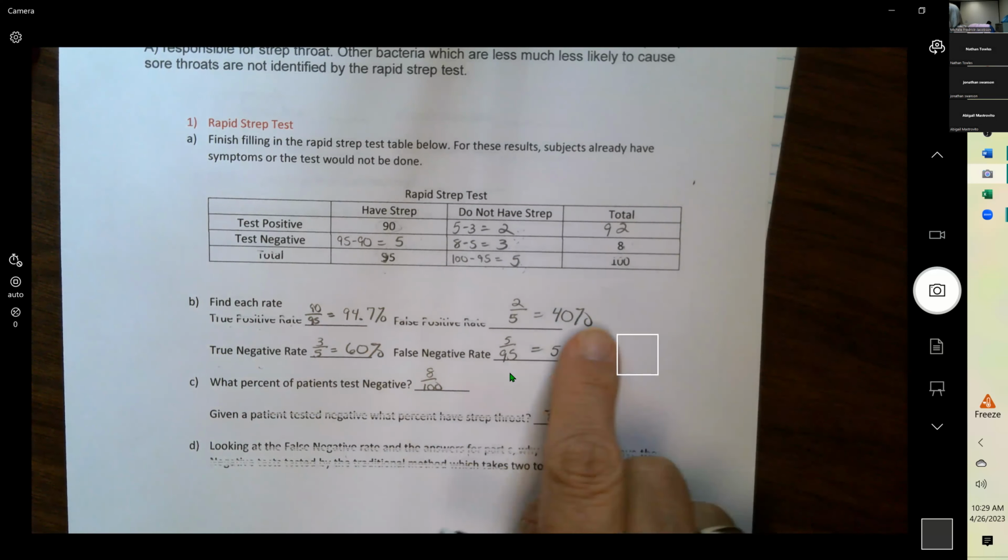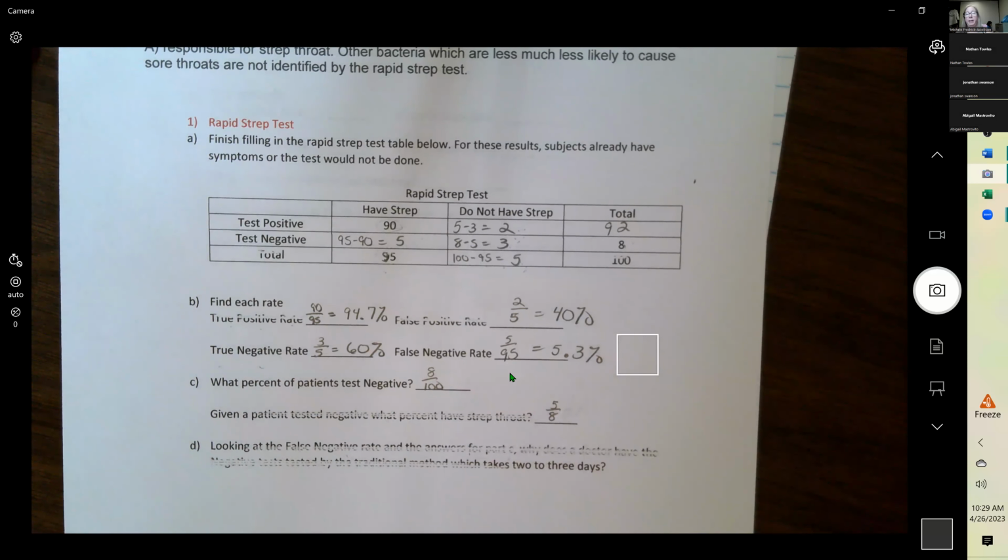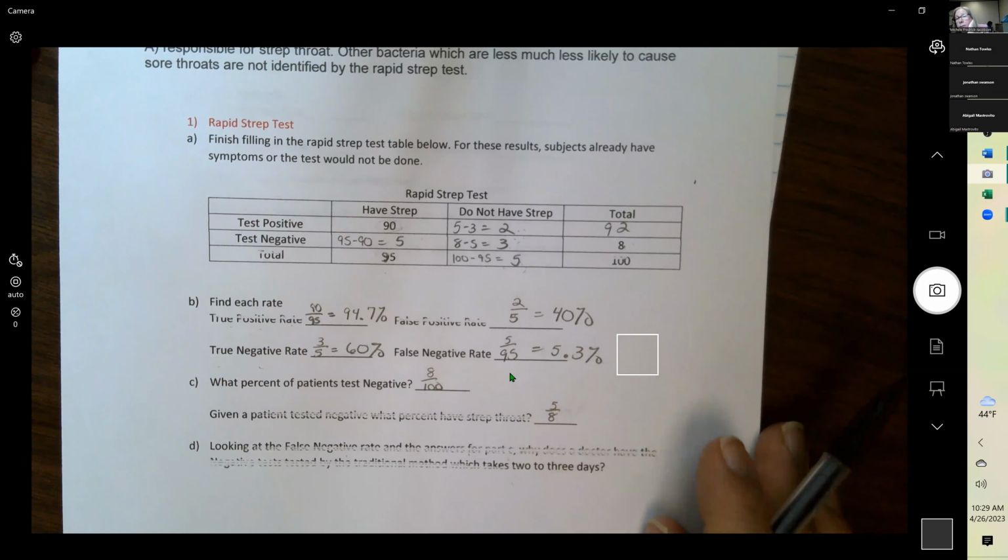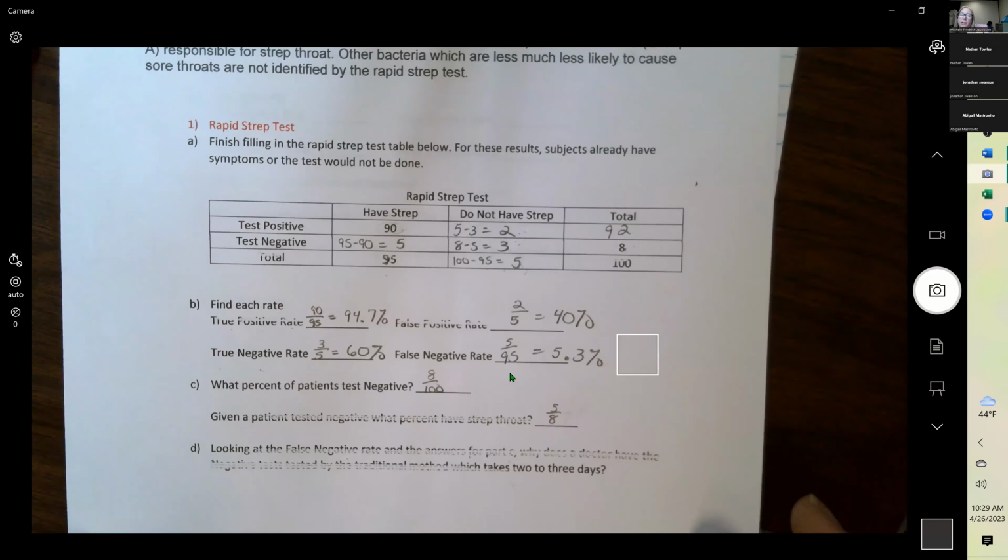But it's important to catch those 5, 1, because you don't want them to pass it to somebody else, and 2, because you can't get rid of it without an antibiotic. And so that's why by sending it away, there's more accurate tests, but it takes longer. And so you just want to explain that. That even though it's 5.3%, those people will infect other people and they could have kidney failure. Any questions on that?